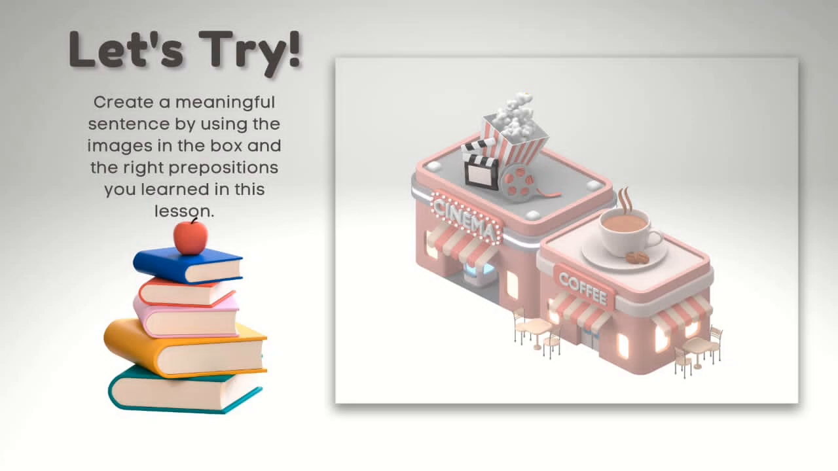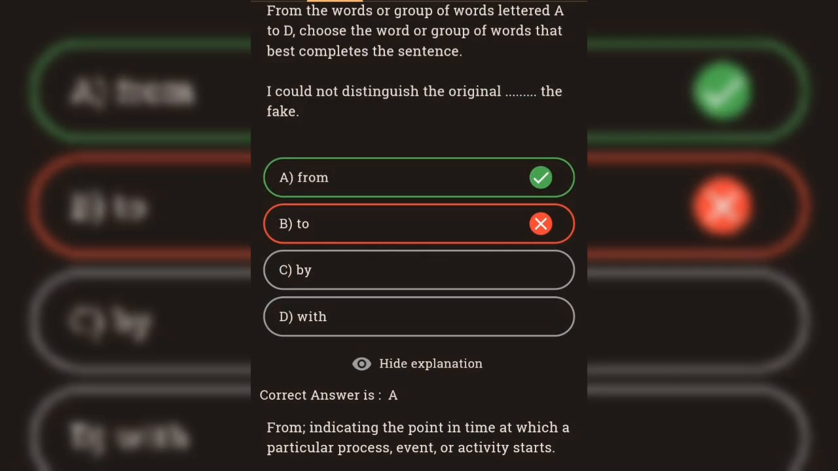Okay, now let us examine some WAEC past questions. You should always make sure that whatever you learn on this platform, look for WAEC past questions that relate to the topic treated on this platform and study them in relation to what you have learned on the platform. Okay, now from the groups of words lettered A to D, choose the word that best completes the sentence.